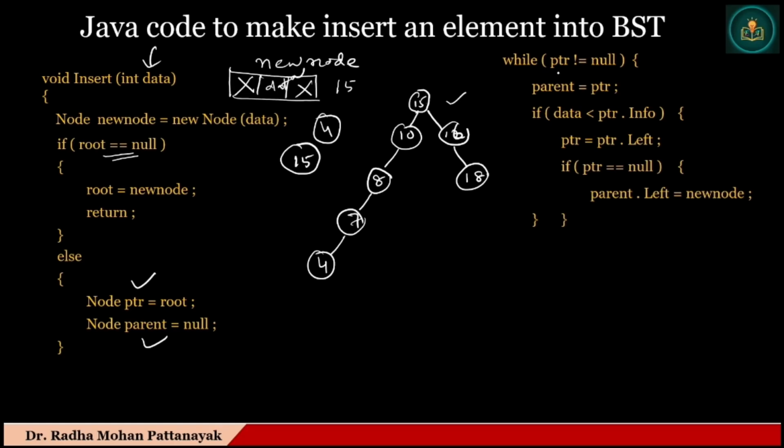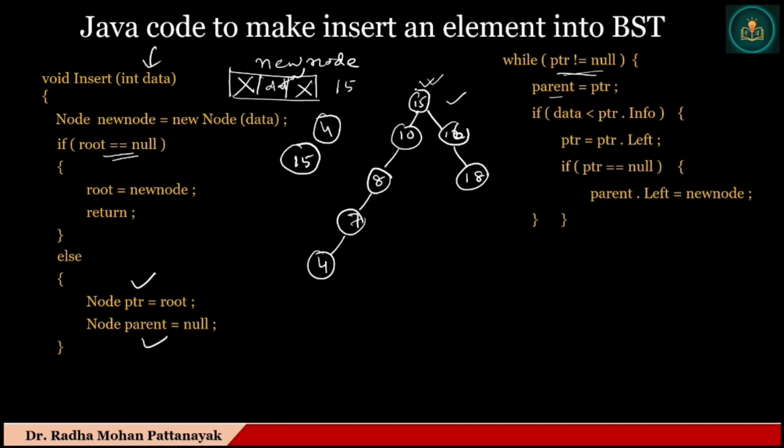That's why I wrote here PTR not equals to null. So until PTR not equals to null, you continue searching. But when PTR equals to null, in that place you need to insert your item. What will you do now? While PTR not equals to null, then inside the loop, first when you are moving to the left side, you need to hold the parent node address also. Due to this, I took that parent to hold the parent node address. Clear? So parent equals to PTR.